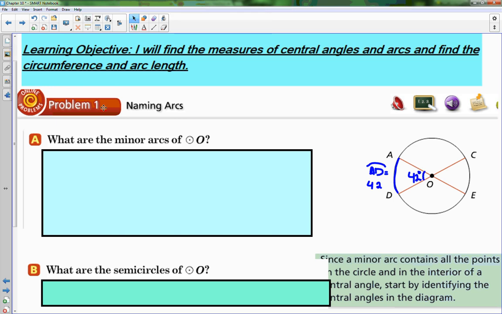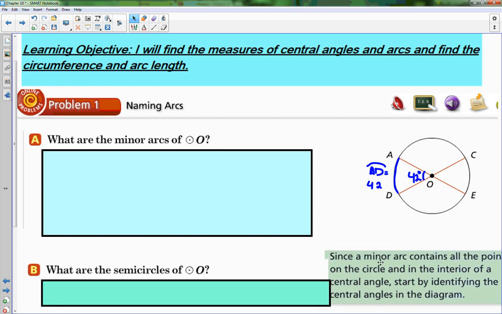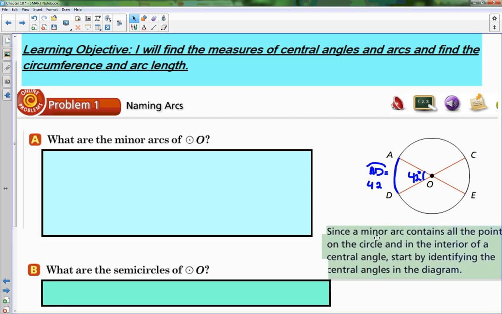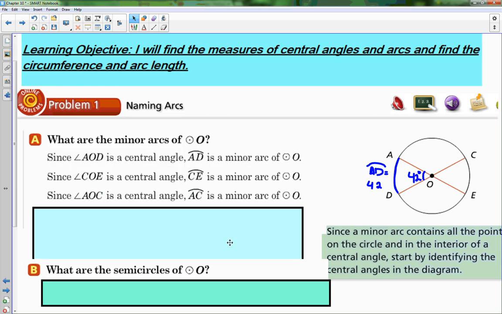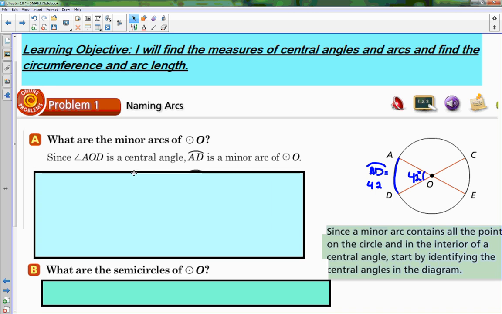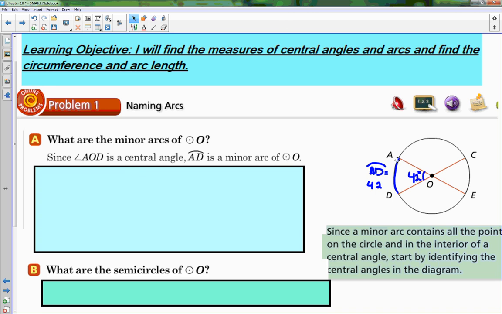Alright, so in this problem we're just going to name the arcs. So minor arcs are inside a central angle. I think of it as minor is less than 180 and major is more than 180. So all of our minor arcs of circle O, the first one we can look at is AOD. You can see it's a small one, like a minor. So AD is a minor arc of O.